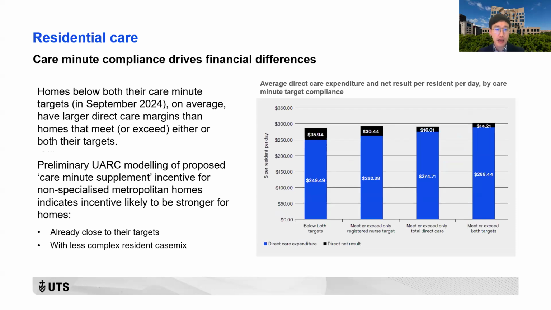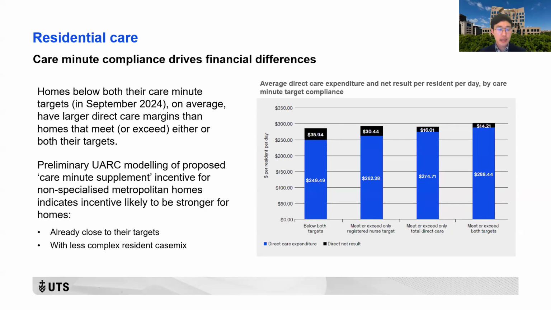Here in this graph, we have average direct care expenditure in the blue bar and direct care net result in the black bar. So basically the total of these two values would add up to average total revenue. We see here that homes meeting both targets, the bar on the far right, show the lowest direct care margin of $14 per resident per day. If you compare that to homes meeting different types of compliance, homes meeting their total direct care target reported about $16, and meeting the registered nurse target only was $30. But homes that were below both of those targets actually had the highest direct care net result, which is $35 per resident per day.